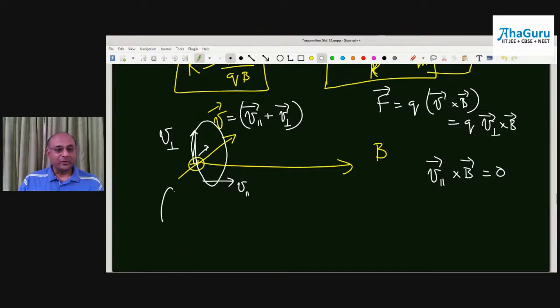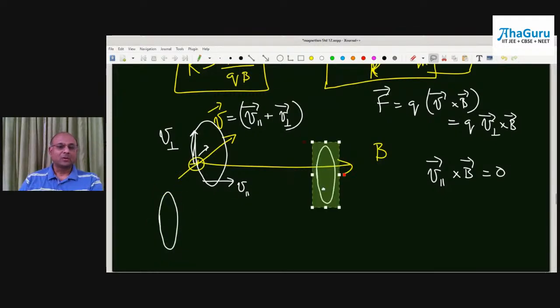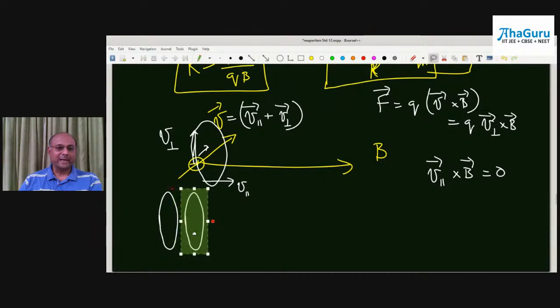While this particle is going around in this circle, the circle is going to start moving like this because of v parallel. So imagine that you are moving around in a circle, but the circle itself is moving forward. If I had this circle, and now this circle was moving from here to there, and so on.